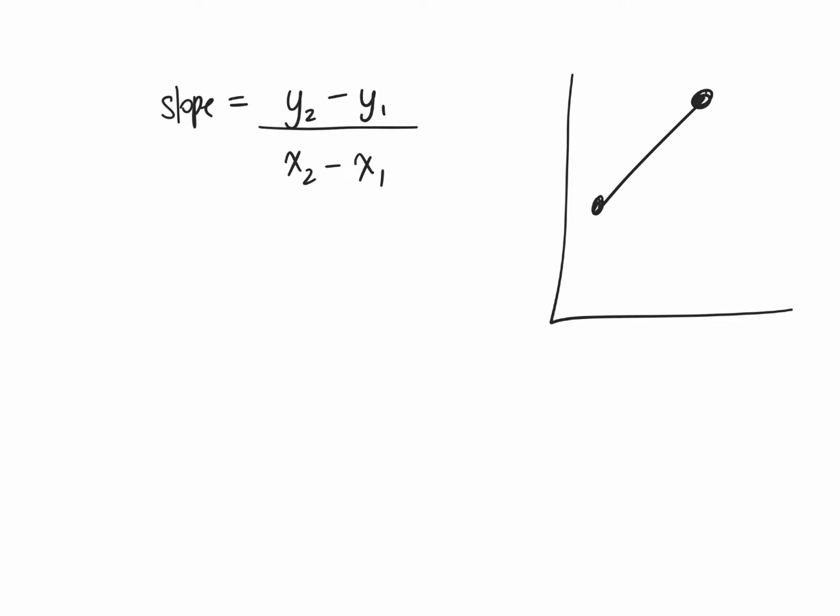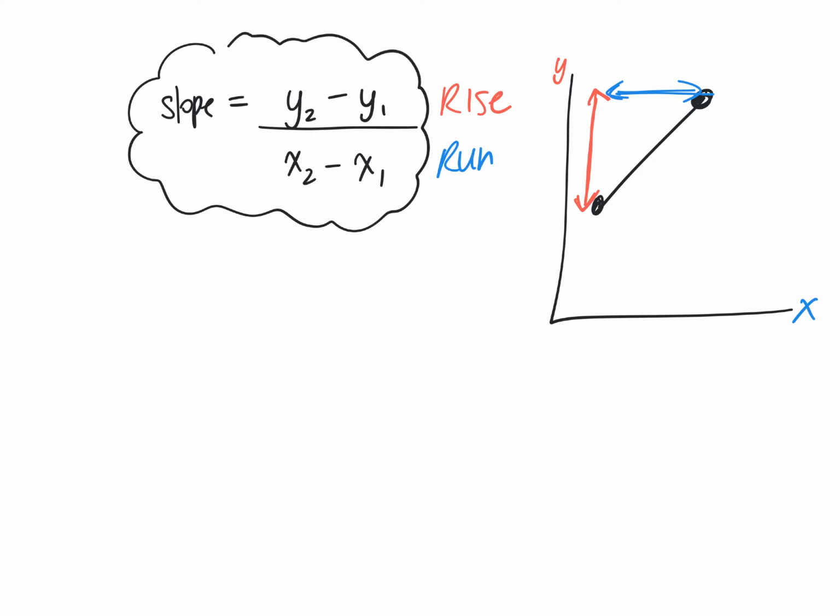Rise is the distance in your y values. So you're calculating the difference of your y values. And run is the difference or the distance in your x values. So you just need to memorize this formula. And I'm going to make up some coordinates, and we're going to test it.